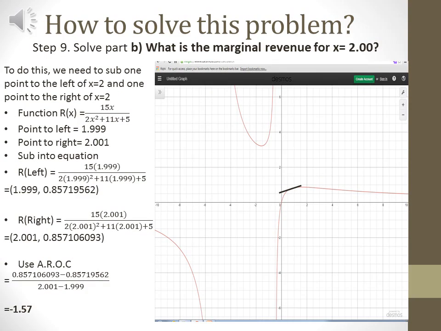So, step 9. Solve part B. What is the marginal revenue for x equals 2.00? So, it's not saying estimation, it's saying what is. So we need to calculate that. So we got our graph now.